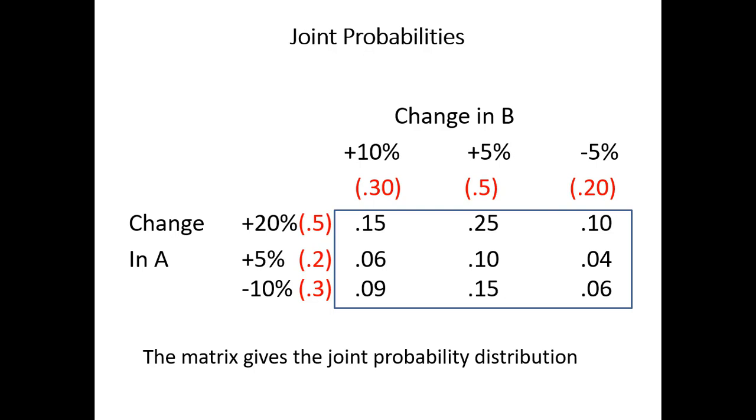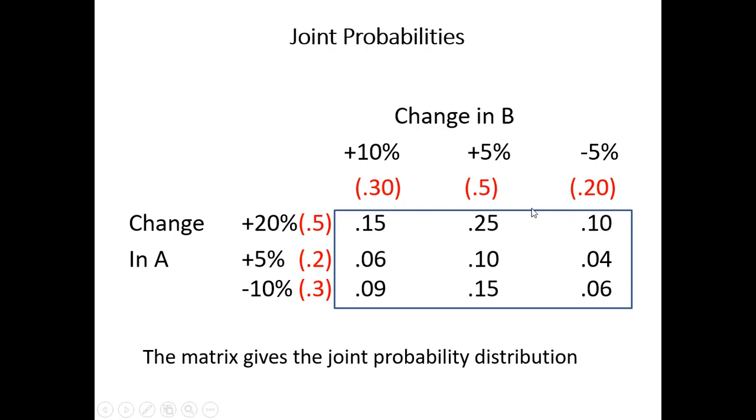So if we wanted to find a joint probability distribution, we would take the probabilities we were given, which you can see here in the red, and we could simply multiply these. For example, here, this is the probability A goes up 20% and B goes up 10%. To find the probability that happens, we take 0.5 times 0.3, and we see the probability is 0.15. Similarly, over here, this is the probability A goes up 20%, but now B goes up 5%. So the chances of that happening are this product, 0.5 times 0.5, 0.25.